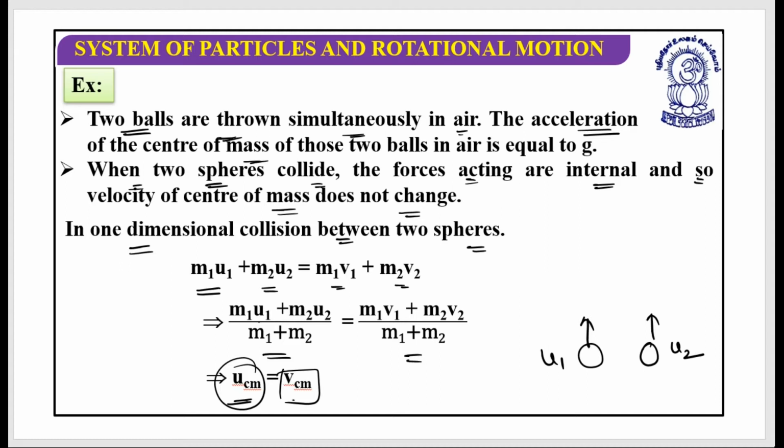If the velocities are equal, I must say P initial of center of mass should equal P final of center of mass, which means that momentum is conserved, and when momentum is conserved, that means no external force is acting. Does it clear? Can you connect every dot? Are you sure?